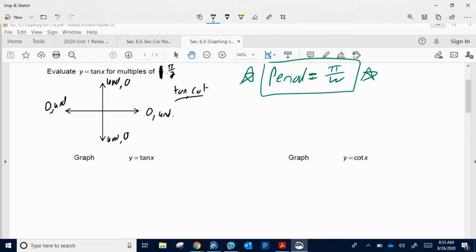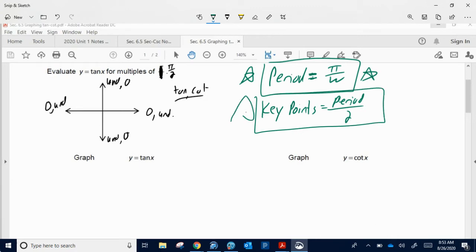Key points to get an accurate sketch then are not your period split into 4 quadrants. If the period is only pi, we only need 2 quadrants. So your key points are your period divided by 2 when we make these happen. Period divided by 2. And I only need you to sketch 1 period. I'm not going to make you do 2 periods on these.